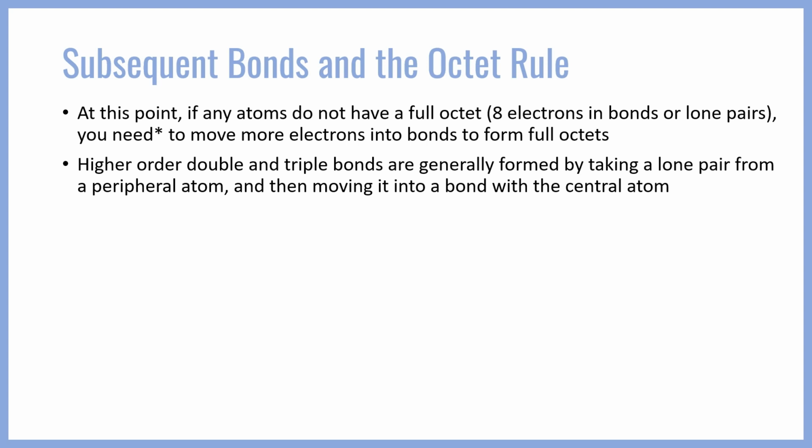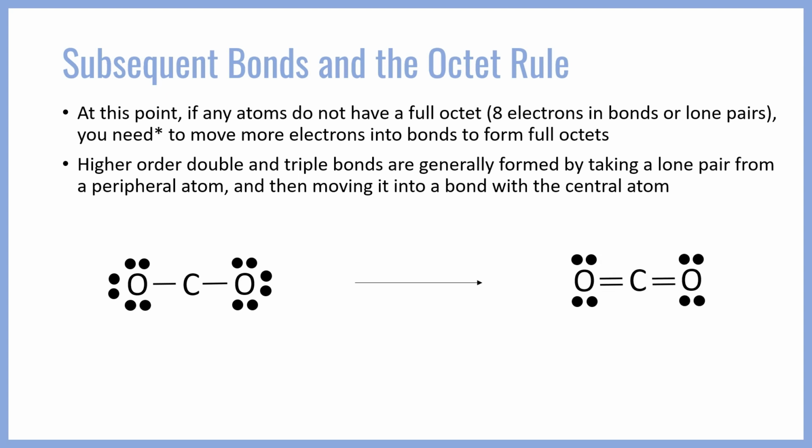So what is this going to look like practically? Well, let's say we have our CO2 model, which we've been working on. In this case, the oxygen atoms each have an octet. They have 6 electrons in their lone pairs and 1 bond for 2 electrons, making a total of 8. However, the carbon atom is electron deficient. It only has 4 electrons in its bonds. So we need to somehow move electrons from the oxygen into the carbon so that the carbon also has an octet. We're going to go ahead and take 2 electrons, 1 pair from each oxygen, and move it into a new bond. And what that's going to look like is the following Lewis structure on the right.